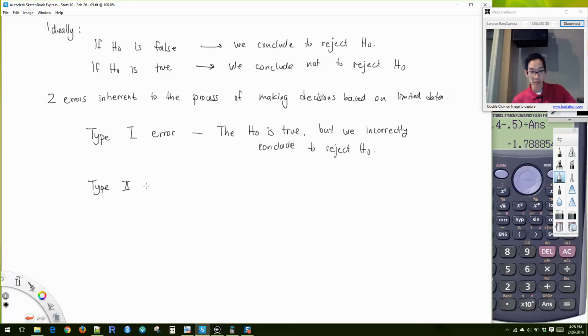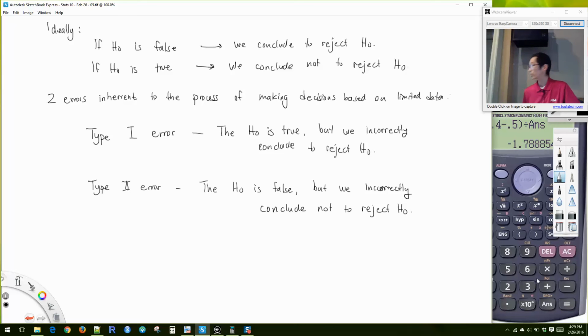Type 2 error would be the null hypothesis is false, but we incorrectly conclude not to reject the null hypothesis. Okay, does this make sense?